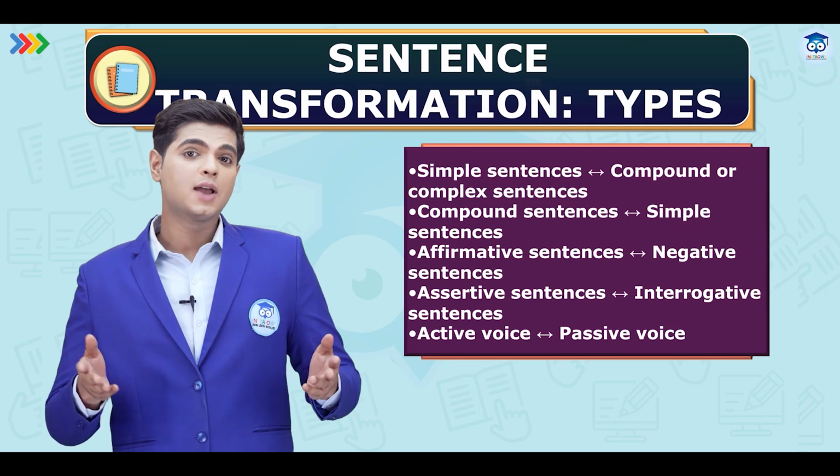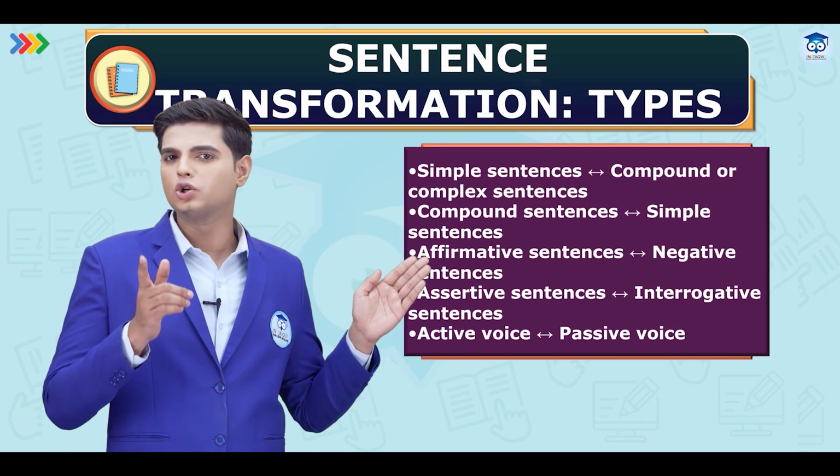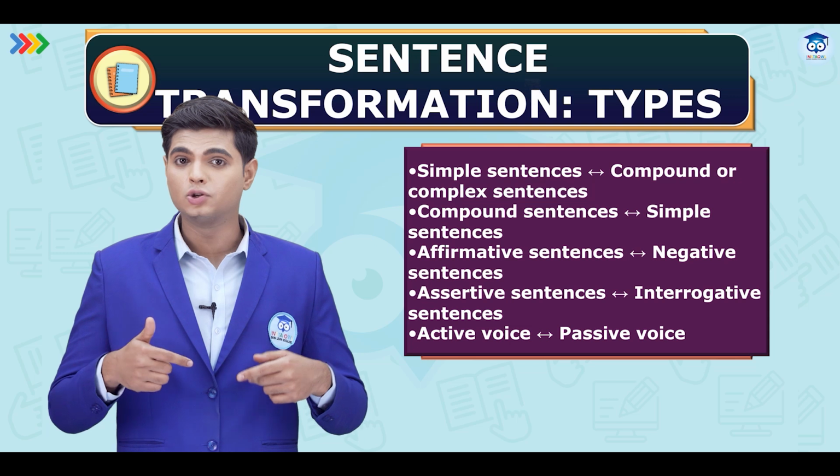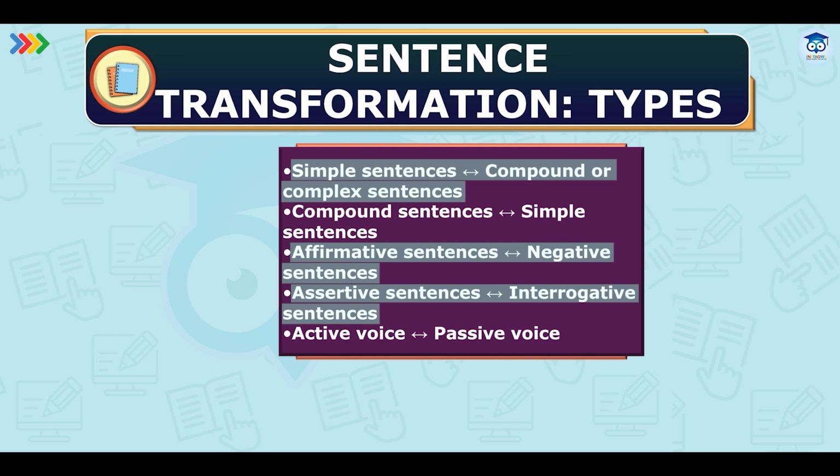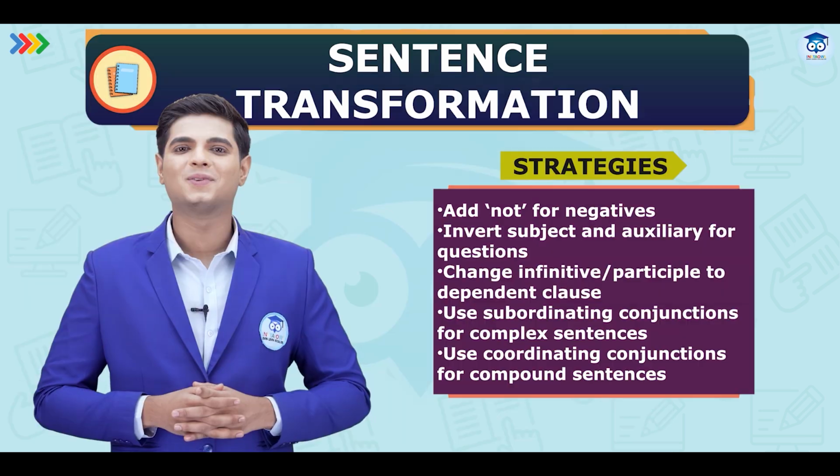There are different types of sentence transformation you need to know. For example, you may need to change simple sentences to compound or complex sentences, or the other way around. You might also transform affirmative sentences to negative sentences, or change assertive sentences into interrogative sentences. Sometimes you will switch an active voice sentence to passive voice. Understanding these types helps you prepare for the kinds of sentence transformation you'll see in exams.